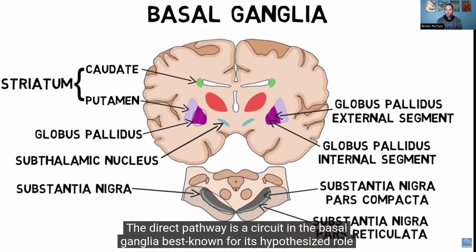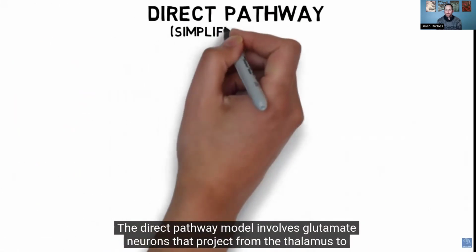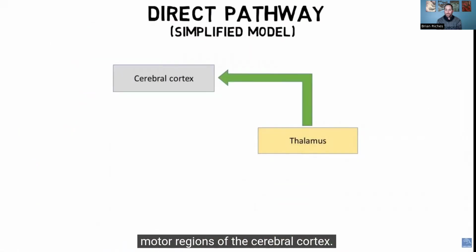The direct pathway is a circuit in the basal ganglia, best known for its hypothesized role in movement. The direct pathway model involves glutamate neurons that project from the thalamus to motor regions of the cerebral cortex.